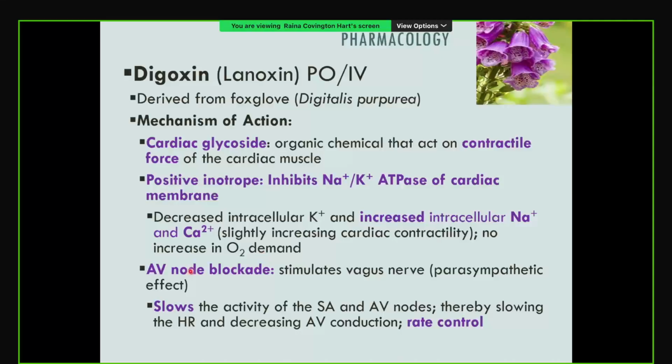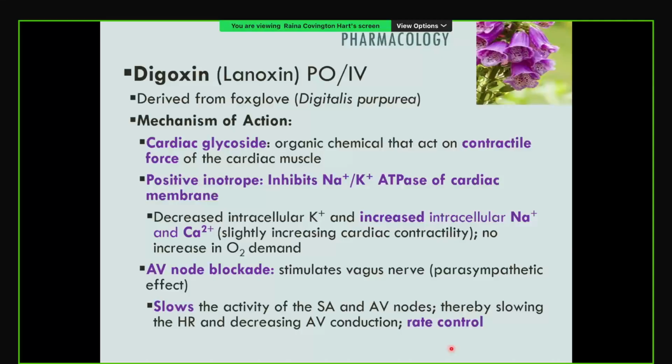Then your AV node blockade, I told you that we have different nodes. And so essentially what this is saying is it is trying to stop that conductivity so that my heart isn't feeling like it has to beat. I'm slowing down the rate. So I'm slowing down that activity and therefore I can slow down my heart rate. I can slow down my conduction, and therefore I have my rate control with my digoxin.